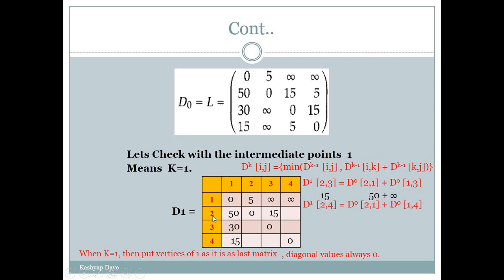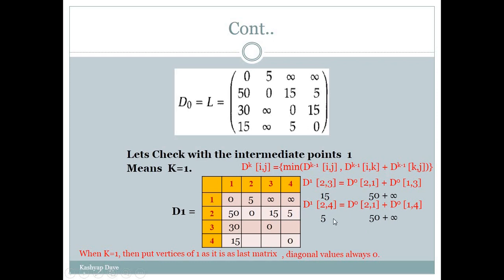So for finding the distance between 2 and 4, we take two things: our previous distance between 2 and 4, which is 5, and the distance between 2 and 1 plus the distance between 1 and 4, with intermediate node 1. So the previous distance is 5, and the distance between 2 and 1 is 50 plus the distance between 1 and 4, which is infinity, so it becomes infinity. So our shortest path between 2 and 4 with intermediate node 1 will be 5.